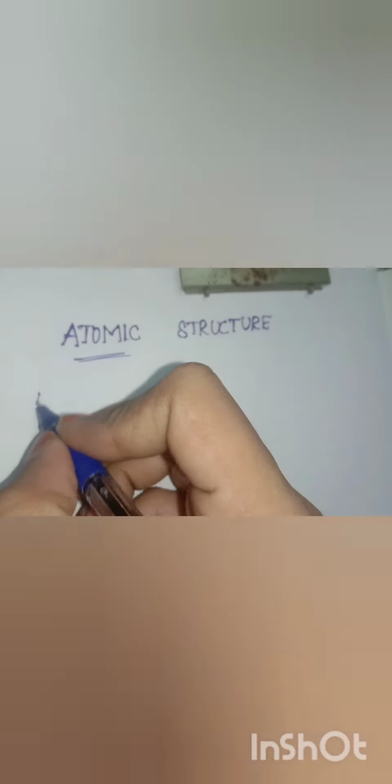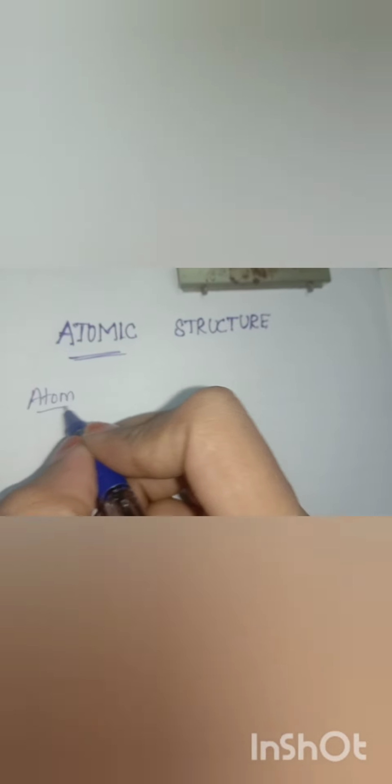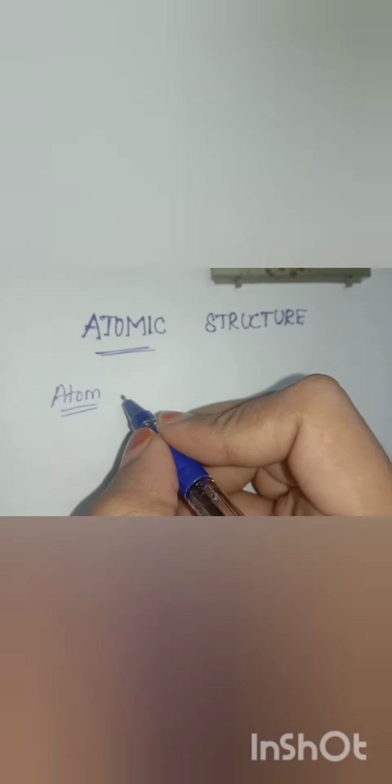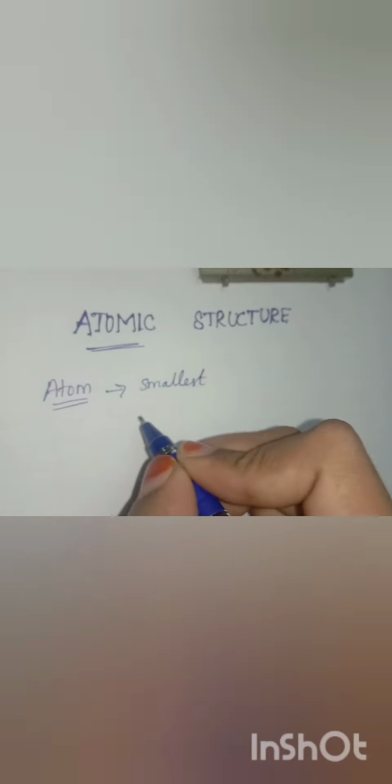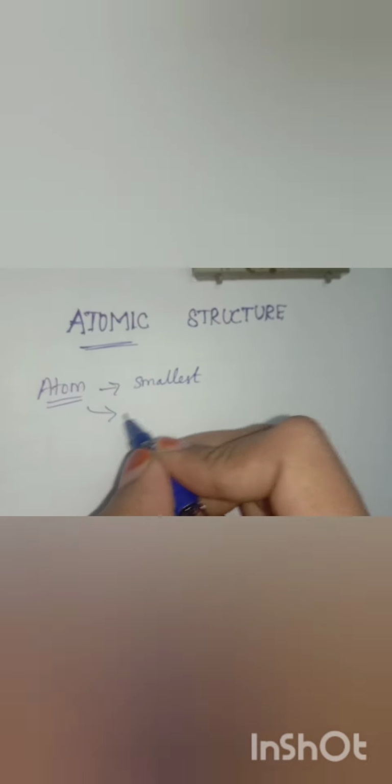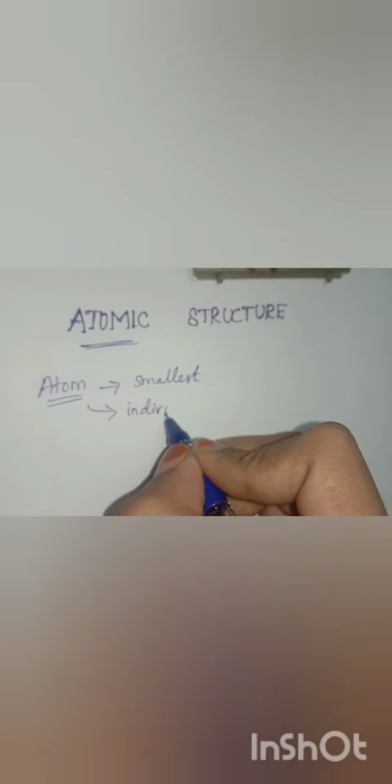Guys, today we are going to see about atomic structure. Before that we have to know what is meant by atom. Atom is the very smallest particle, and we cannot divide that particle, so it is an indivisible particle.